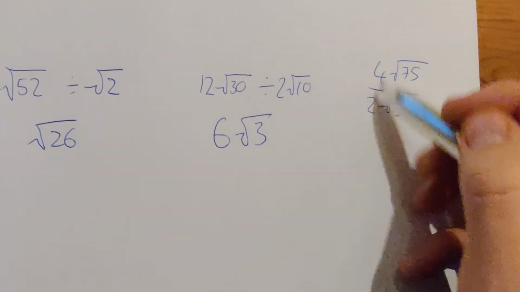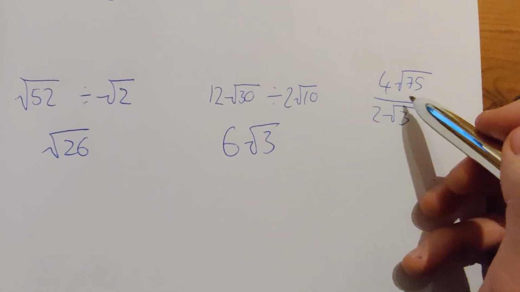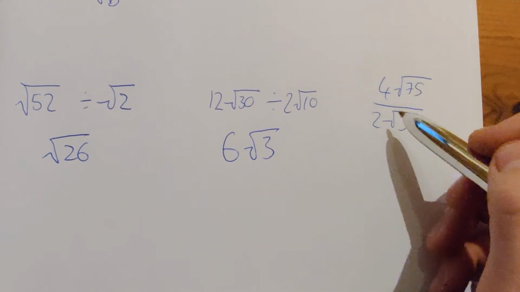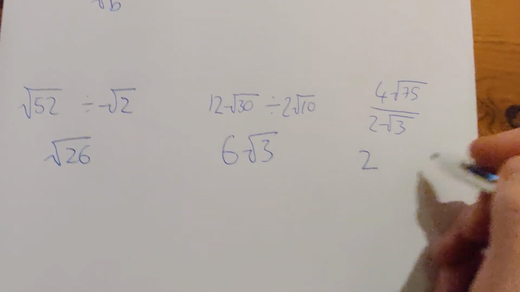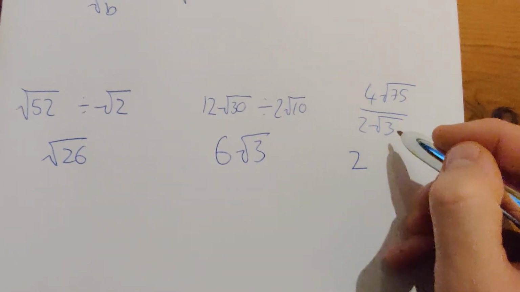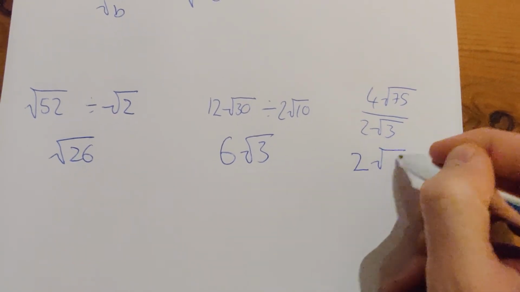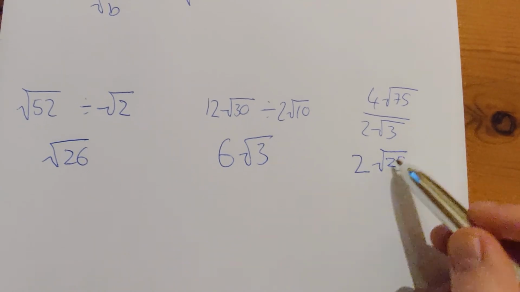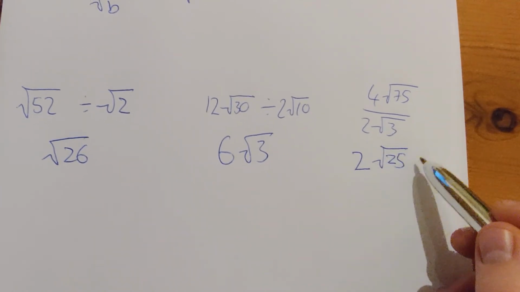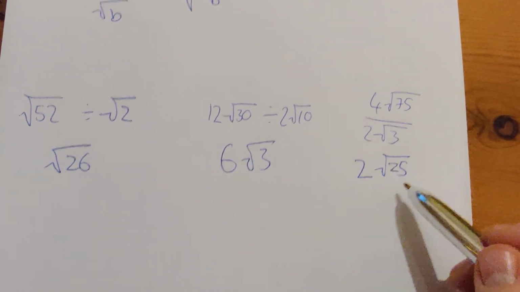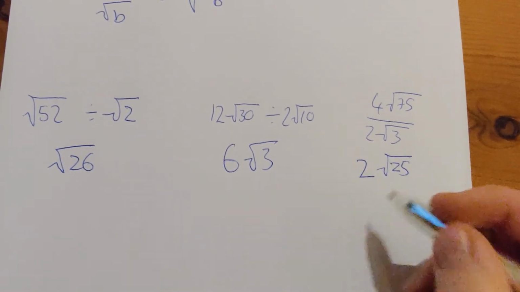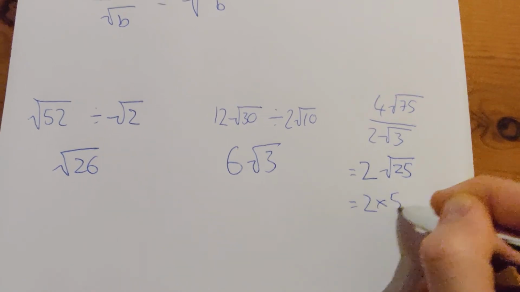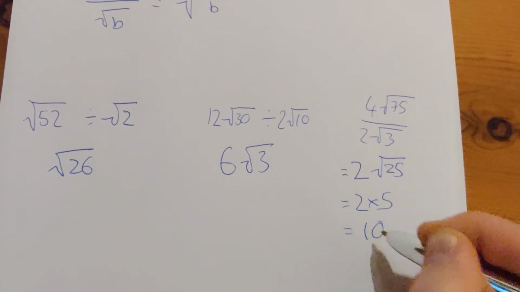And my last one here is written in fraction form. That means literally nothing. Still doing this divided by this. 4 divided by 2 is 2. Root 75 divided by root 3 is root 25. Have you spotted it? That's right, we've got a square number inside a square root. So we've got 2 times root 25, which is the same as 2 times 5, or just 10.